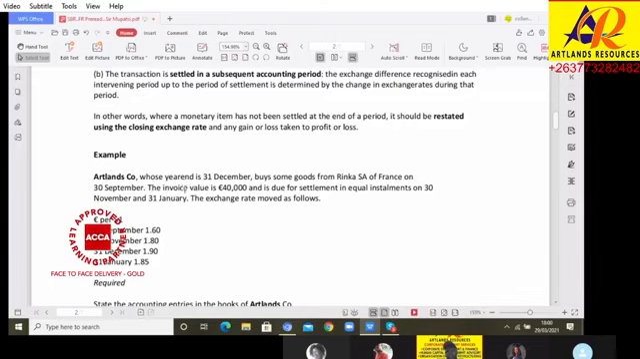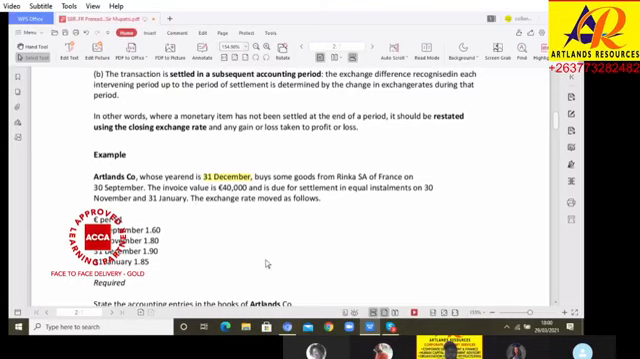Atlas company, whose year end is 31 December, buys some goods from Rinka SA of France on 30 September. The invoice value is 40,000 euros and is due for settlement in equal installments on 30 November and 31 January. The exchange rate has moved. So notice the year end is 31 December. And payment is to be made in equal installments on 30 November and 31 January. So we will get to 31 December still with an amount to be paid.